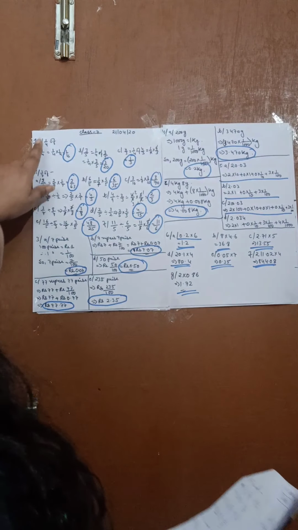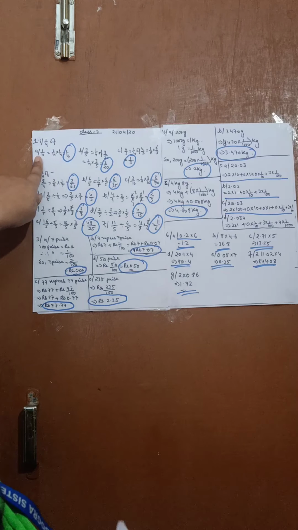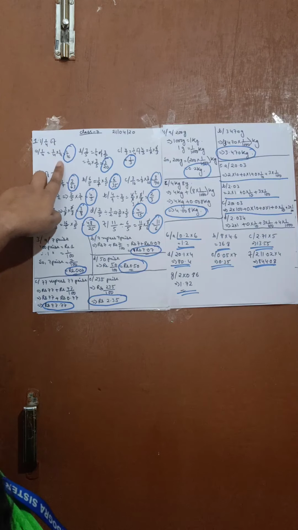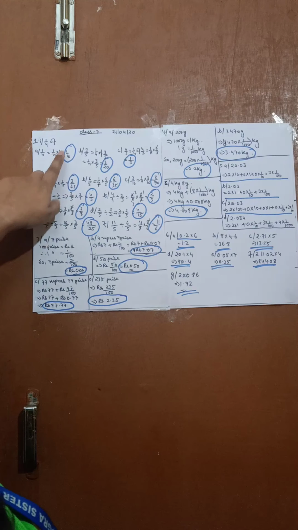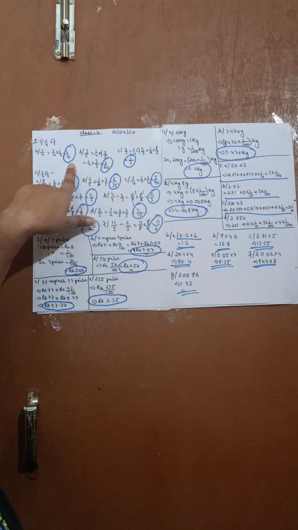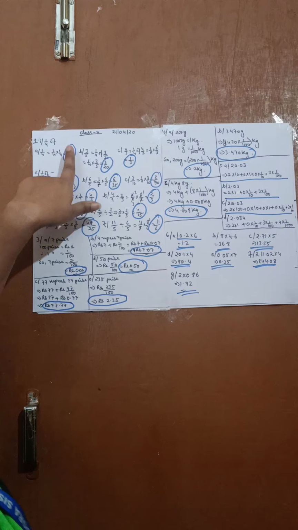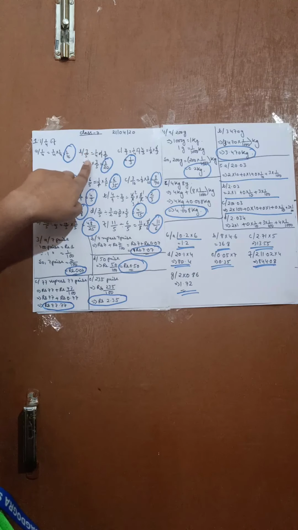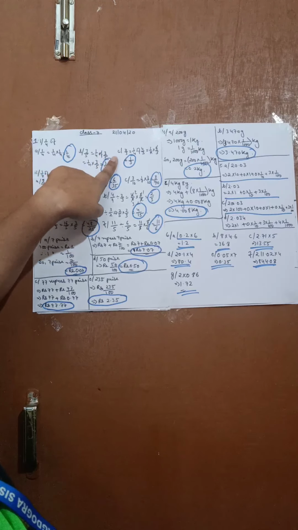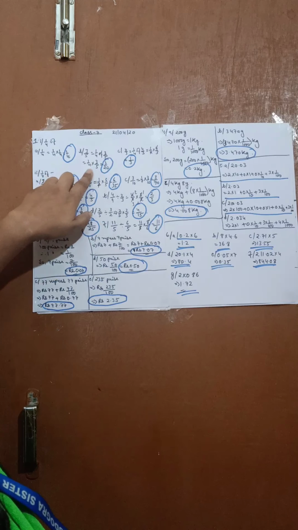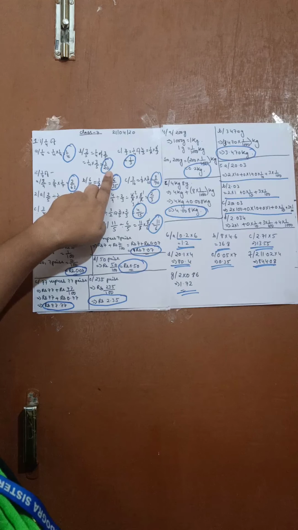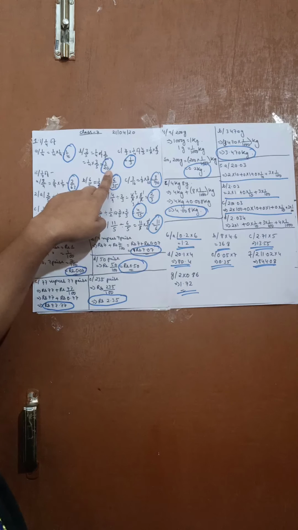Question number 1 is find 1 by 4 of number A, 1 by 4. So 1 by 4, let me tell you, "of" means it becomes multiplication. So 1 by 4 into 1 by 4 becomes 1 by 16. So the answer of question number A is 1 by 16. Number B is 1 by 4th of 3 by 5. So 1 by 4th into 3 by 5 becomes 3 by 20. So the answer of question number B is 3 by 20.